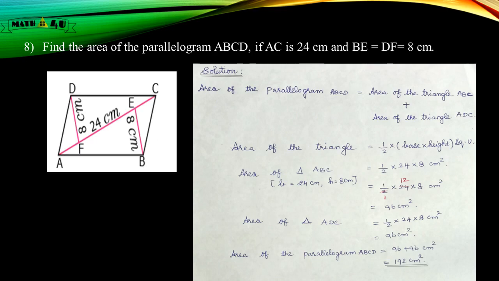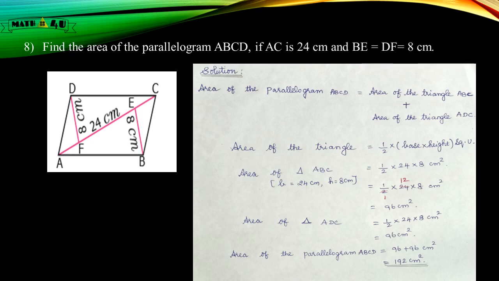Find the area of the parallelogram ABCD if AC is 24 centimeter and BE is equal to DF is equal to 8 centimeter. Just look at the diagram. The area of the parallelogram ABCD will be equal to area of the triangle ABC plus area of the triangle ADC. We know the formula to find the area of the triangle as half into base into height square units.